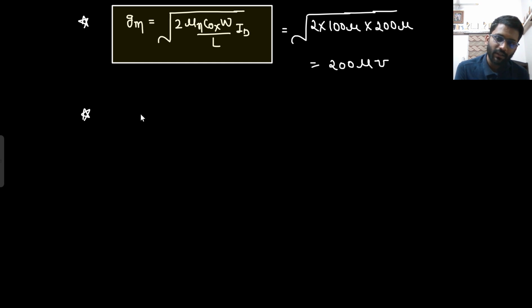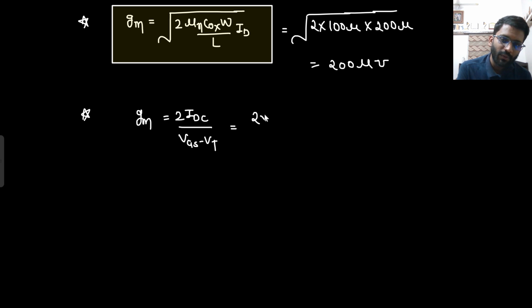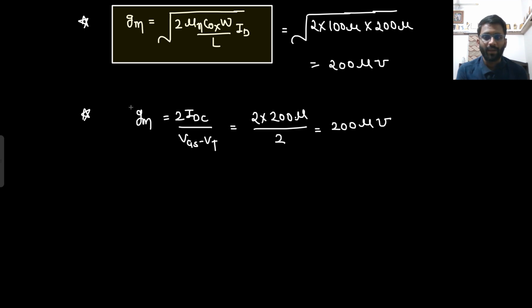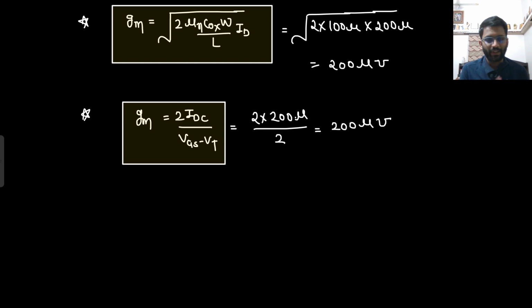Or what was the other formula? The other formula was 2 ID by VGS minus VT. DC current, 2 into, what is the DC current? That is 200 micro. What is VGS minus VT? That is 2. So GM is 200 micro mho. So anytime you need to use any formula, by all the formulas you will get the same answer. But in some question, you will have only the value of ID and VGS minus VT. Then what will you do? You will apply this formula for GM. In some question you will have all the values, so you can apply any formula. So collectively it will be used.